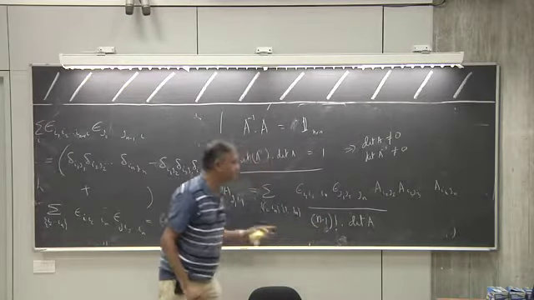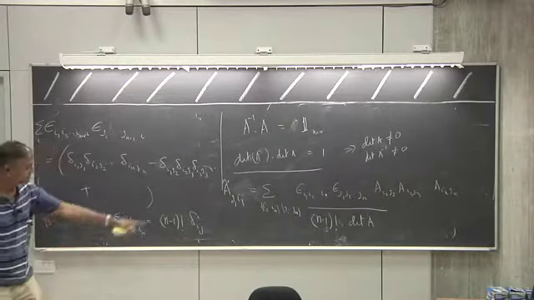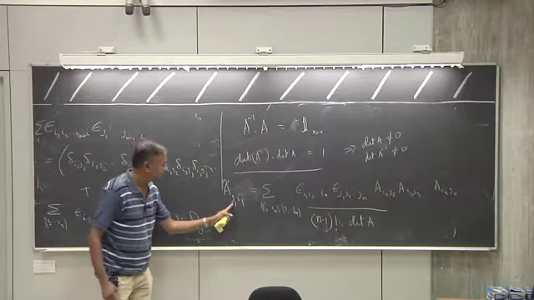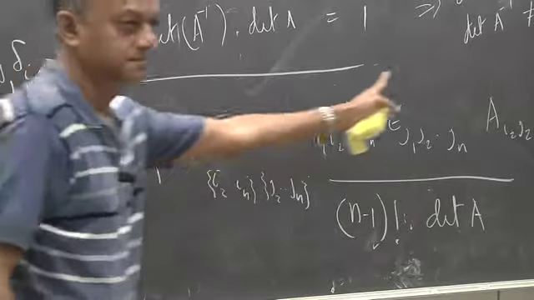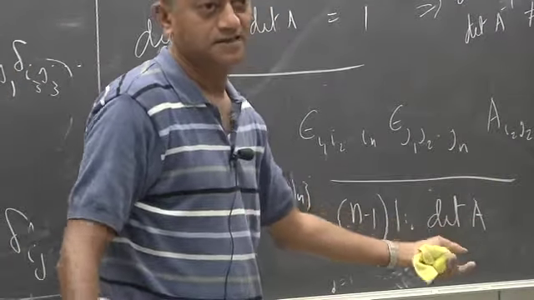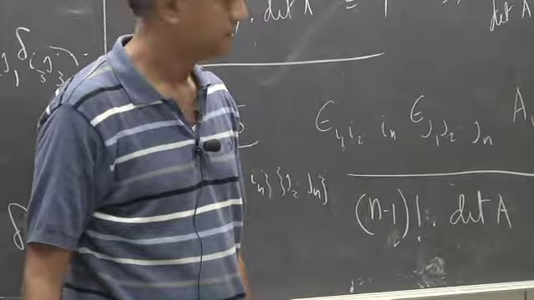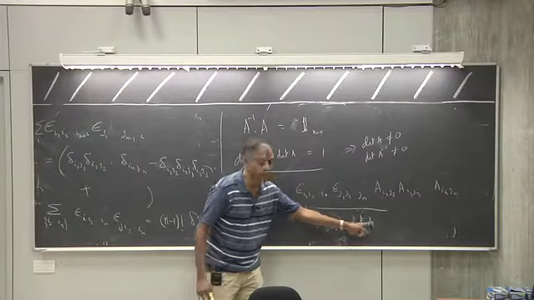Okay. So I just constructed a matrix A tilde whose j1th row and i1th column element is this. I just define it. I can do that because I'm assuming the determinant of A is not 0.